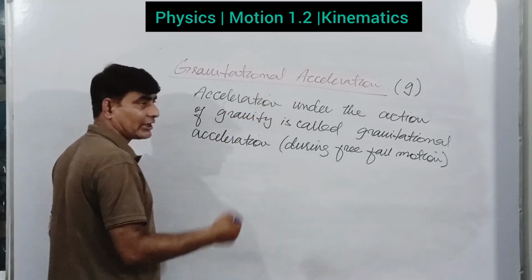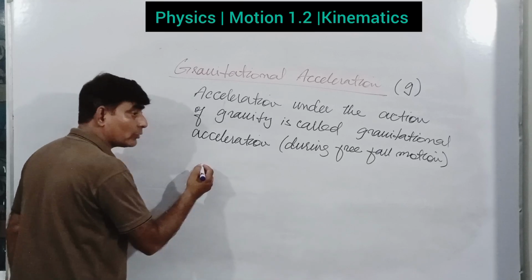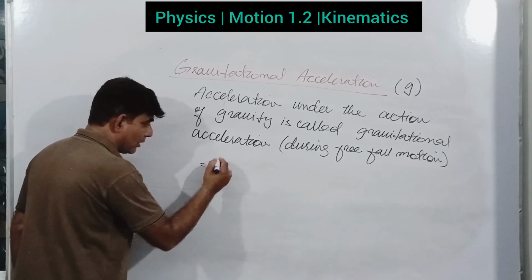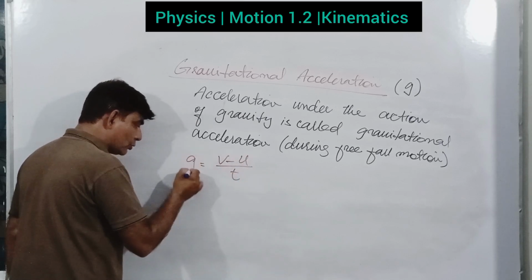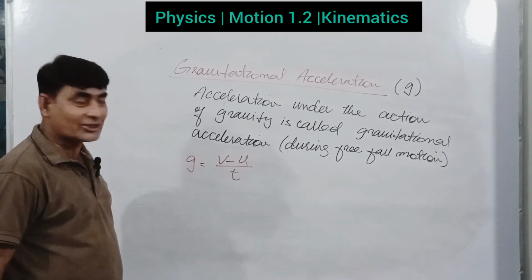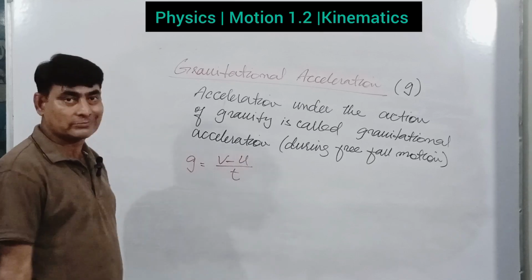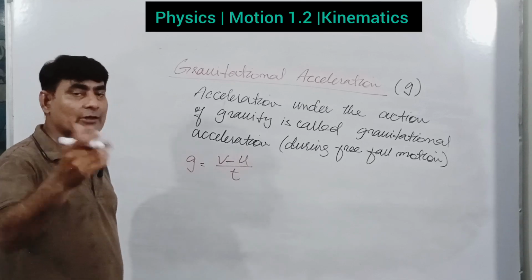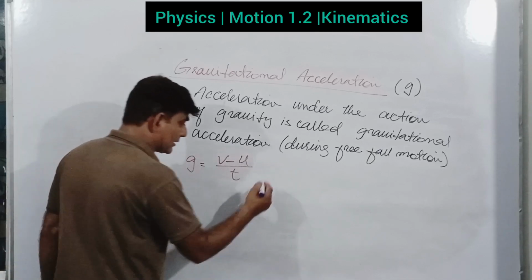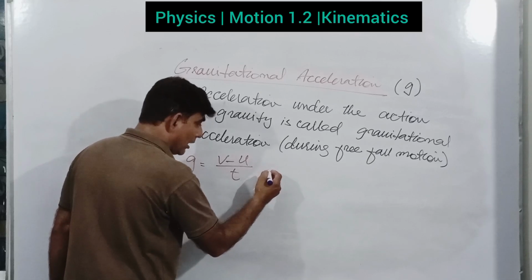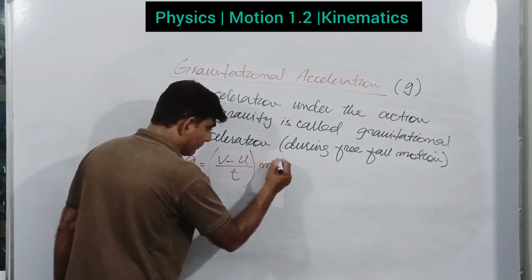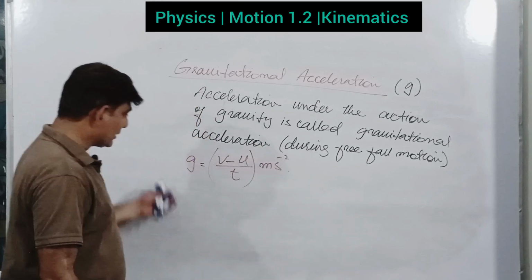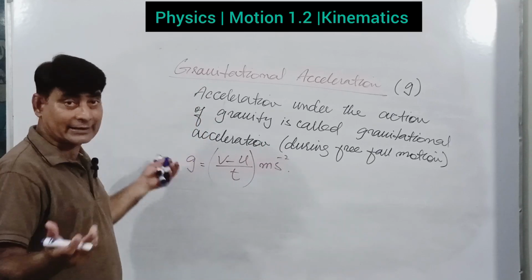Gravitational acceleration. Okay, what is the formula for acceleration? v minus u upon t. The same formula we use for gravitational acceleration, v minus u upon t. Same formula, same unit, meter per second square. So this is gravitational acceleration, the same as acceleration.